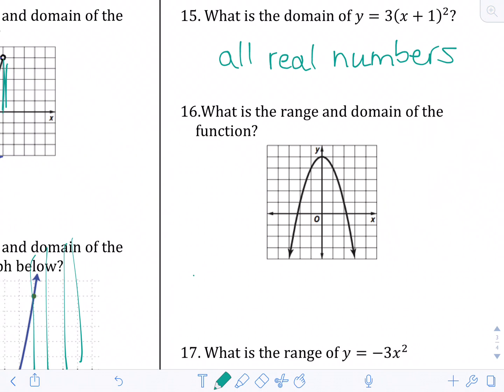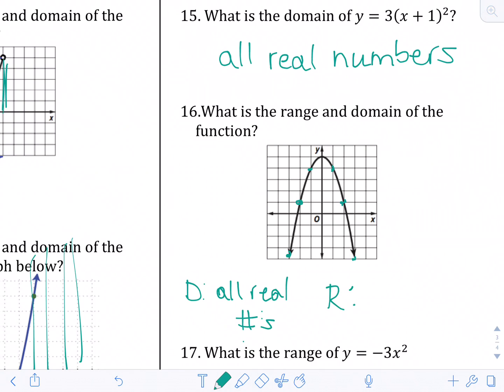So again, let's start with domain. So domain is my x values. Okay, so again, any x value I could think of. Here's negative 1, here's negative 2, here's negative 3, negative 4 would be down here, negative 5, 6, and so on. Same thing, here's 1, here's 2, here's 3, and 4 would be there. So domain is all real numbers.